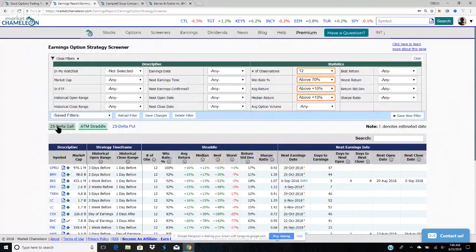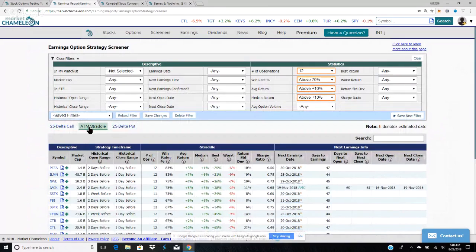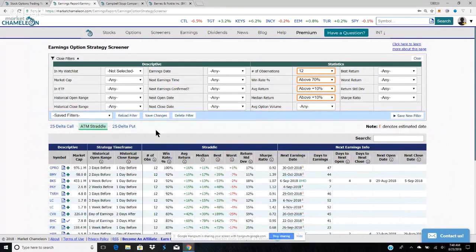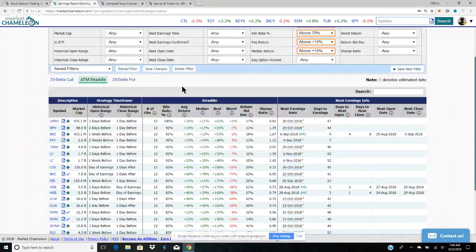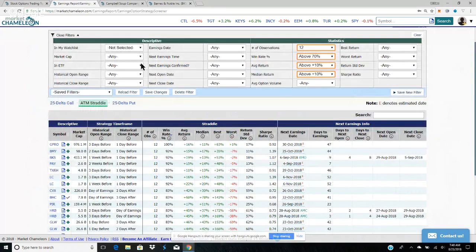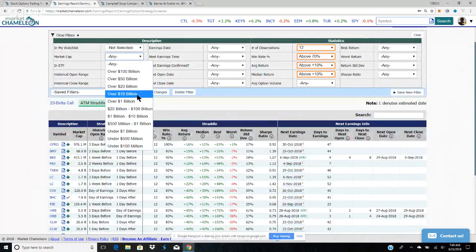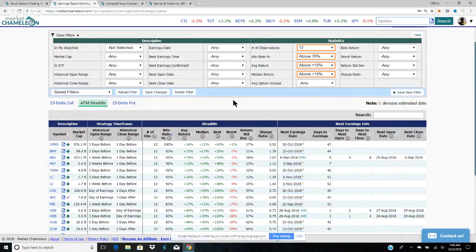You can look at 25 deltas, at the money straddles, or 25 delta puts. I'm going to look at the at the money straddle. This is buying the put and buying the call, so you win if the stock goes up or down into earnings. Now, I know a lot of people like to use the market cap here as well to protect themselves a little bit. You could go to the market cap, but this morning I'm looking at whatever is available in the marketplace.